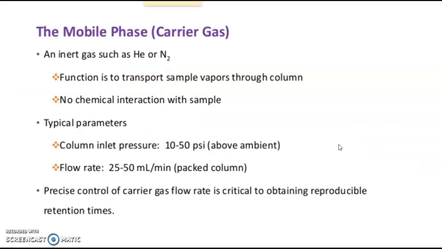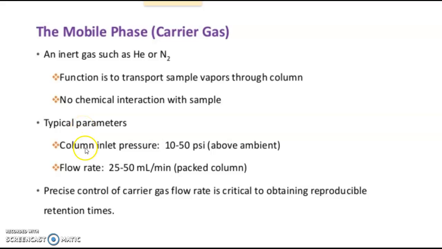We will see one by one. First one is the carrier gas cylinder or the mobile phase. An inert gas such as helium or nitrogen is used. Its function is to transport sample vapors through the column. There will be no chemical interaction with the sample. It just carries the sample.